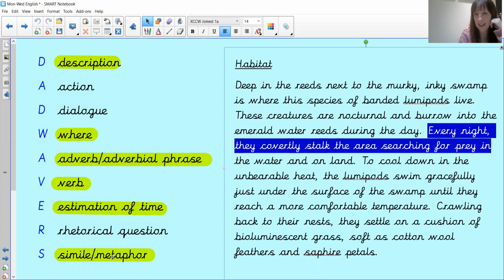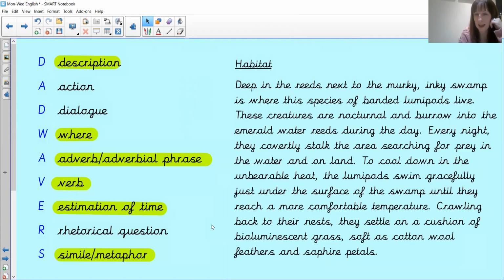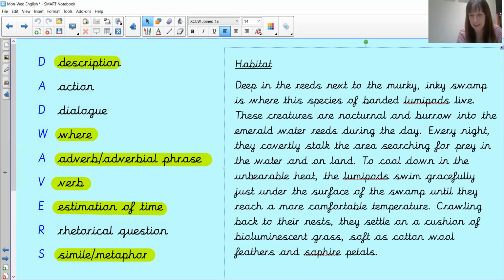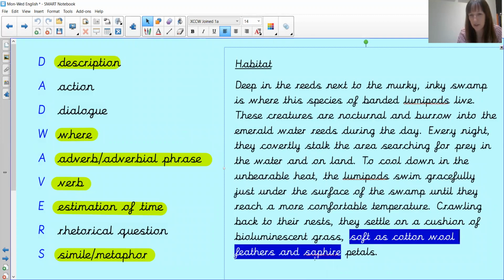And then finally, can you see where I've used a simile? Now, I have cheated a little bit with this one because I've combined two together. But I'm sure you'll let me off that. Here it is. Soft as cotton wool feathers. All right, so I'm describing the feathers. They are soft as cotton wool. They're soft like cotton wool.